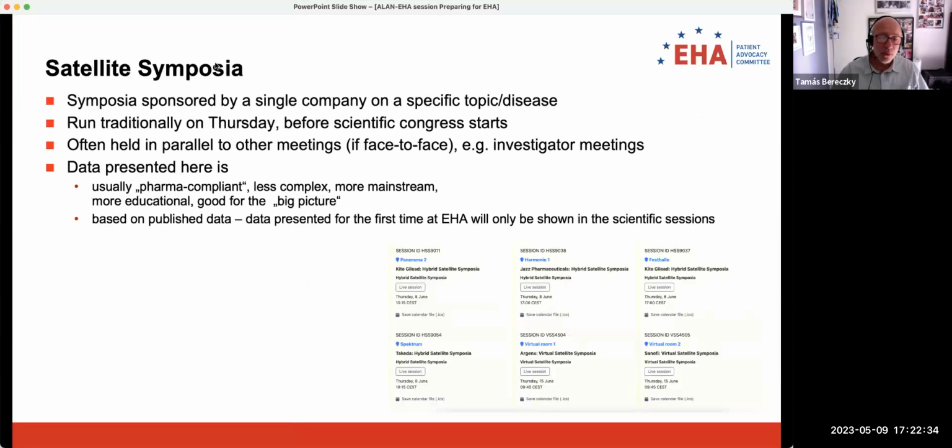There's another type of event that's equally important, and you should keep an eye open for them, and those are the satellite symposia. These are satellite symposia because they're not part of the official scientific program, but they are sponsored and organized by a pharmaceutical company that wants to discuss a specific topic or disease. They will talk either about a clinical trial they have been working on, or some other cross-cutting important issue where they do research. They are traditionally held on Thursday before the start of the scientific congress. So it starts before, it's like part of the Congress, but not really part of it.